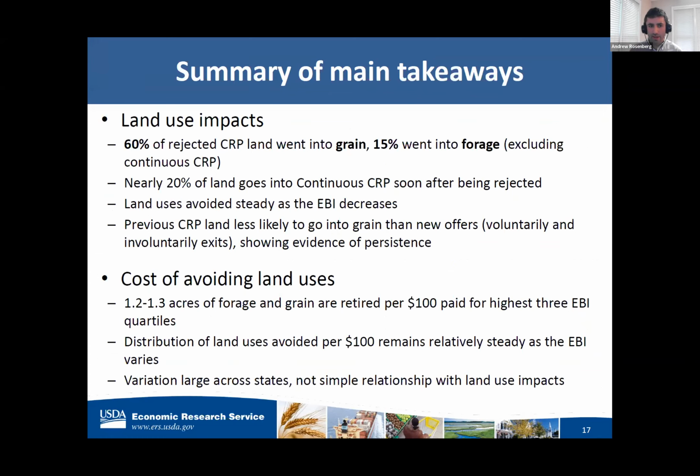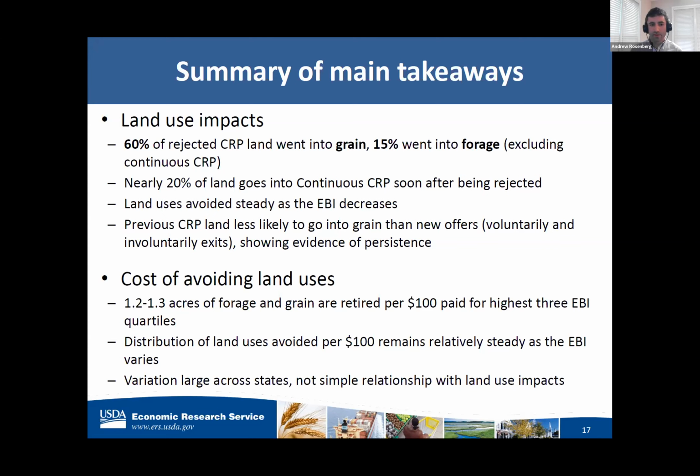So in summary, we find that excluding land that goes back into CRP through continuous, of the rejected offers, 60% went into grain, 15% went into forage. About 20% of the rejected land did go back into CRP through continuous. We do find that the land uses avoided are fairly steady, but the amount in grain and forage does increase a bit as the EBI decreases. And then we did find that for land that was previously in CRP, they were less likely to go into grain in the years after the sign-up.